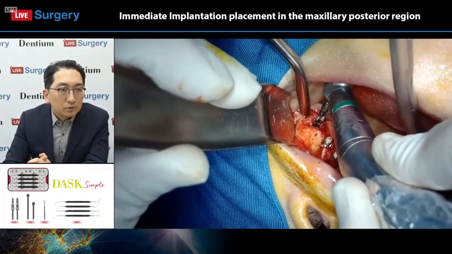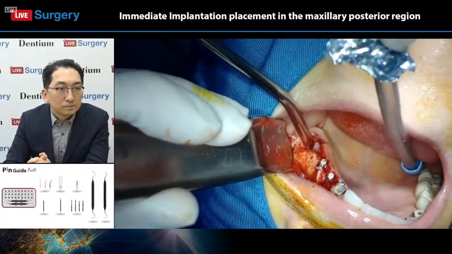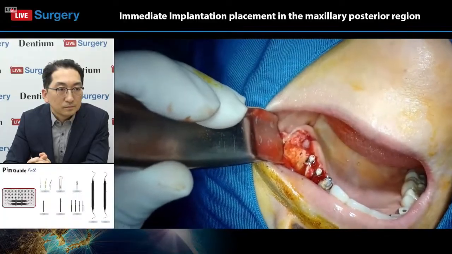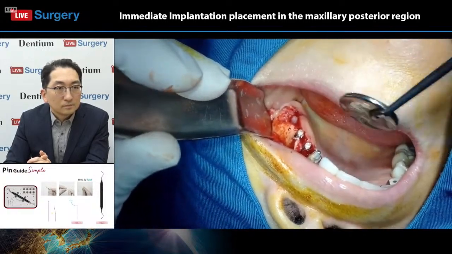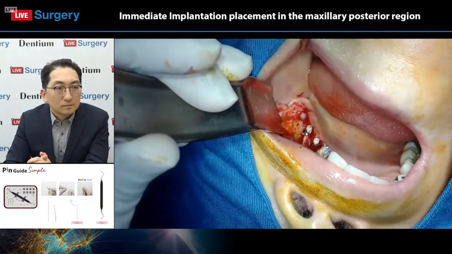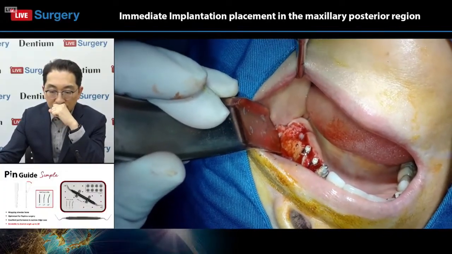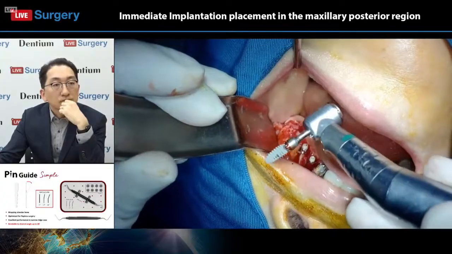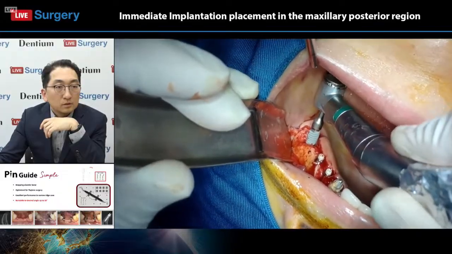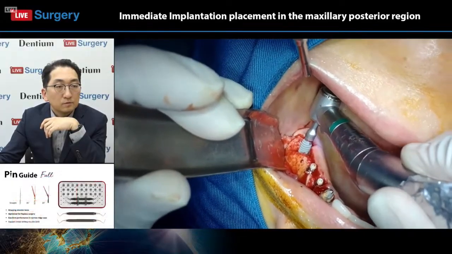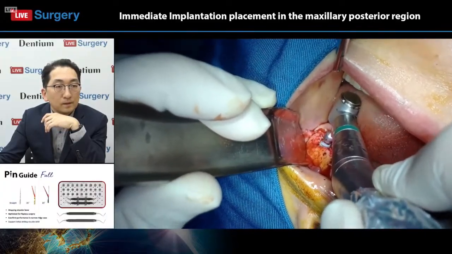Maybe 4.0 diameter drill. Yes, now I'm installing a fixture, 4.0 diameter bright tissue level fixture.